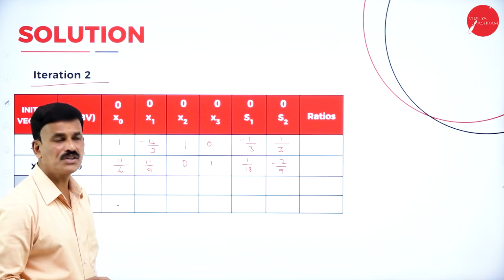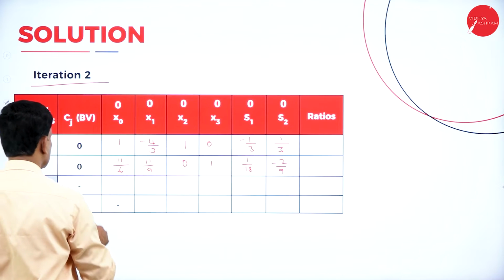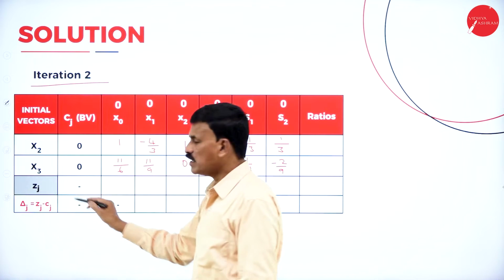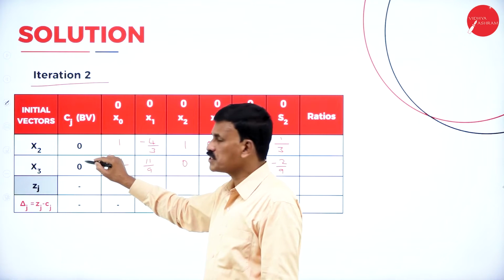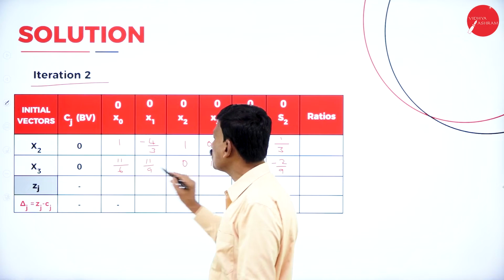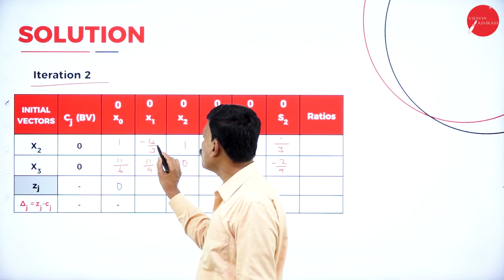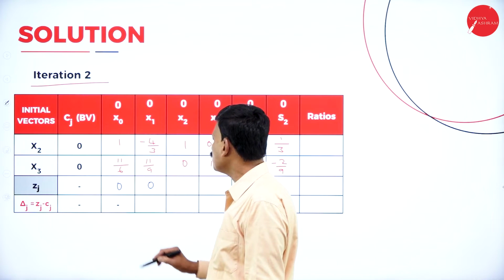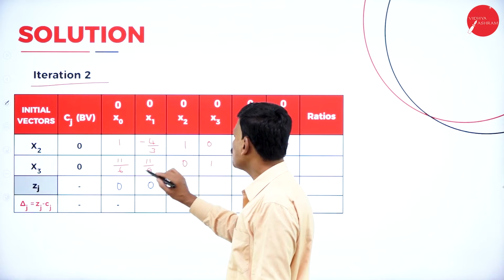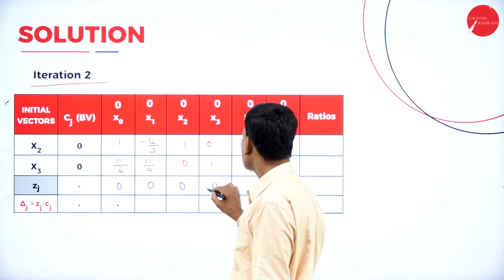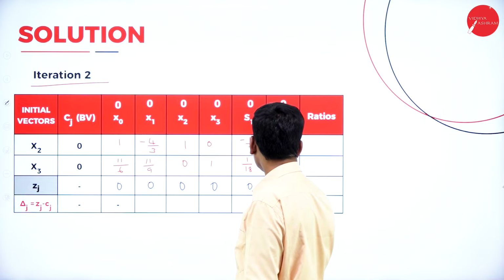Now, as usual, find out the value of Zj. Since these two are 0, if you multiply and add, you will get 0. 0 into 1 is 0 plus 0, this is equal to 0. 0 into 4 by 3 is 0 plus 0 into 11 by 9 is 0. 1 into 0 is 0 plus 0 is 0. Again, this is also 0, 0 and 0.